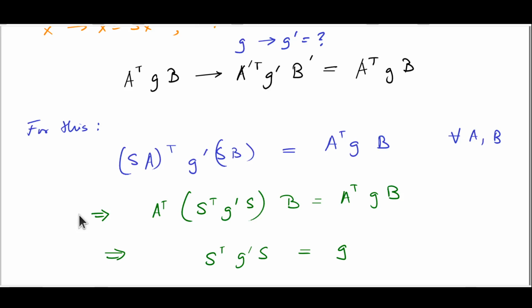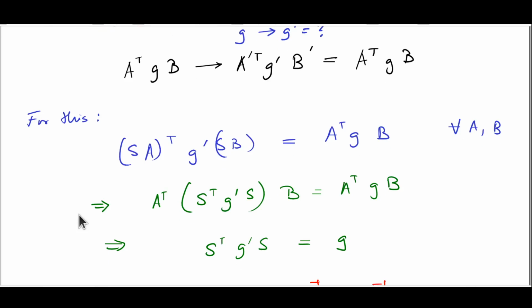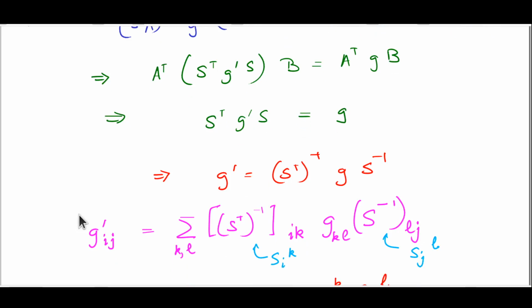Now, since this has to be true irrespective of which A and which B you use, and also the fact that both S transpose G prime S and G are symmetric matrices, it immediately gives us the result that S transpose G prime S has to be equal to G, which can be rewritten simply as G prime equals S transpose inverse G S inverse. Now this looks like a pretty ugly kind of transformation equation, definitely different from the kinds of transformation equations that we have seen before.